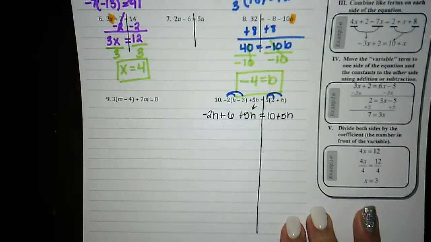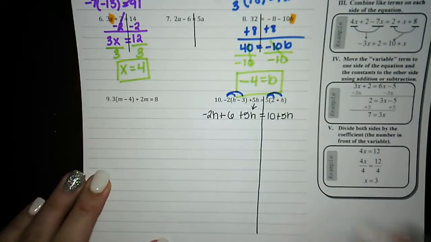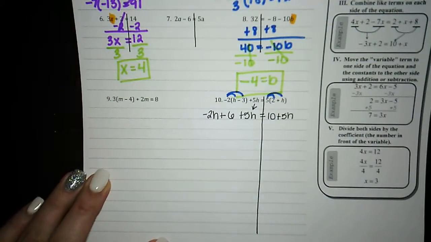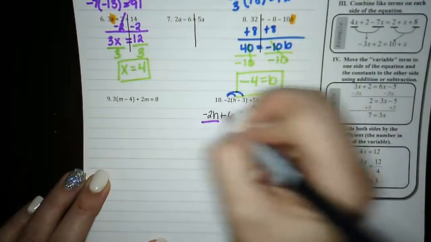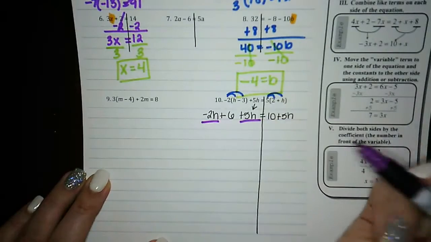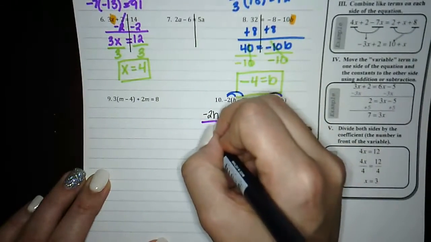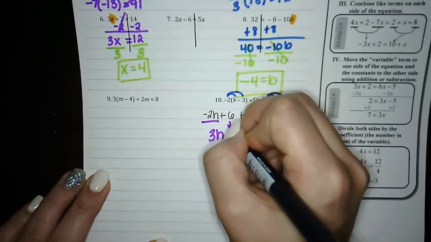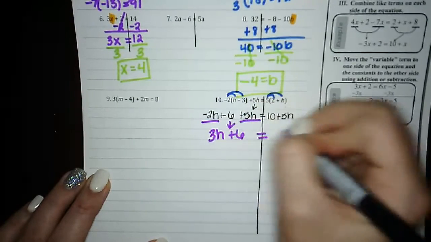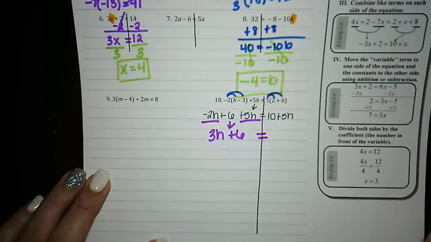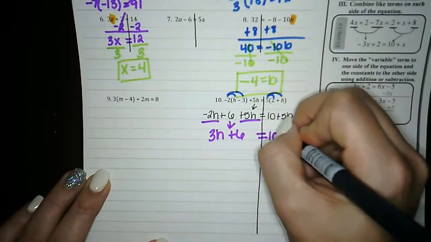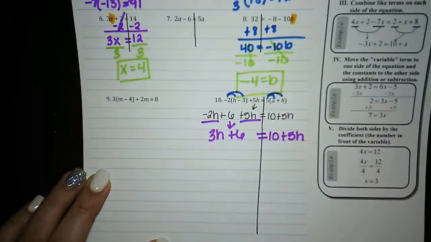So like I said up with number 1, we're going to combine like terms first. So on the left side, is there anything that can go together? Yes. Negative 2h and 5h. So 5 minus 2 gives us 3h. This 6 comes down. And then is there anything on the right side that can be simplified? No, so it's just 10 plus 5h.